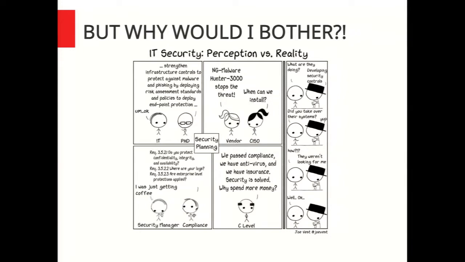You know, upper left-hand corner, you've got the PhD who's talking over everyone's head about cool buzz terms that aren't practical, nothing really exists. Upper right, you have a vendor talking to the CISO about some six-figure box that's going to solve all the problems, and the CISO says, yeah, let's install it. And you've got the compliance guy who's quoting regulations or requirements that your attackers also know, so let's make sure we're following our open playbook. And then, of course, the C-level saying we passed compliance, we have antivirus, we've got insurance, quit wasting money.